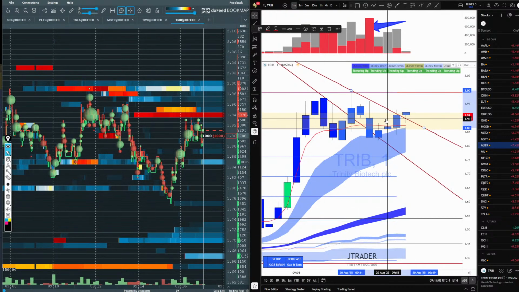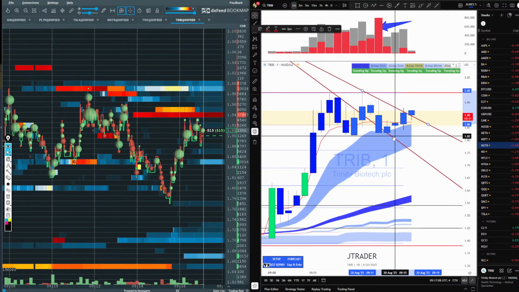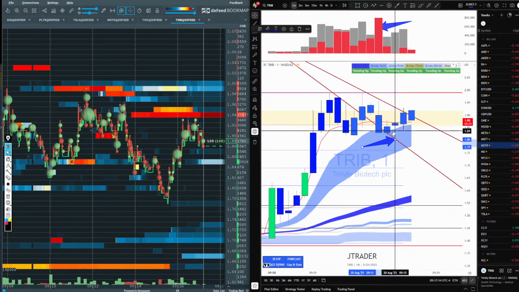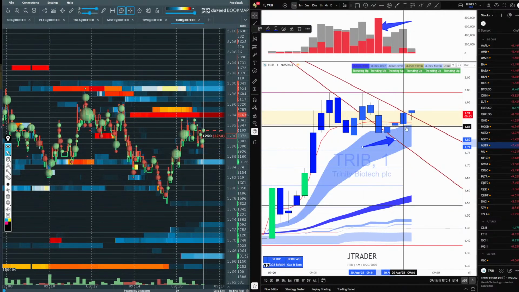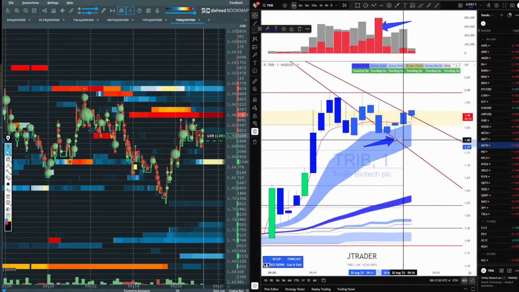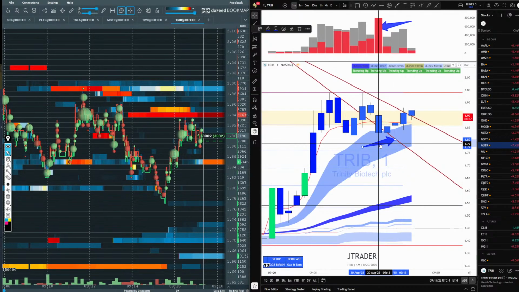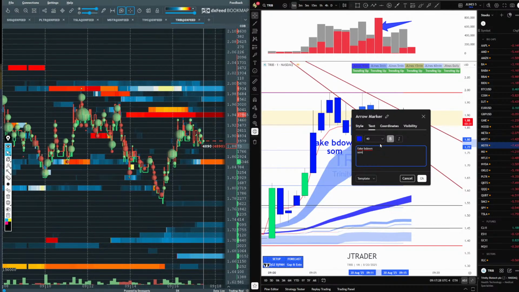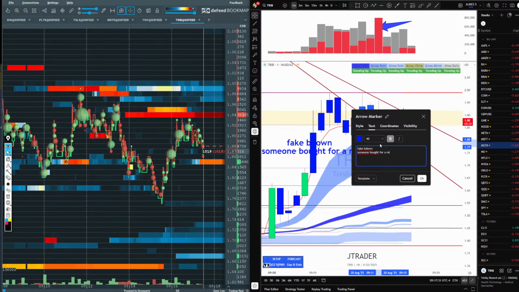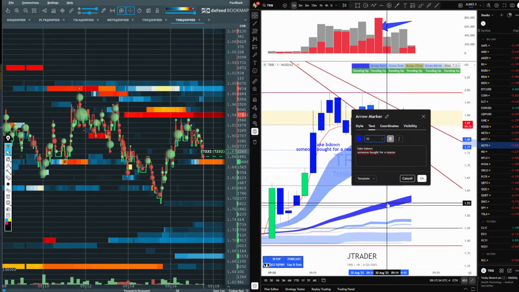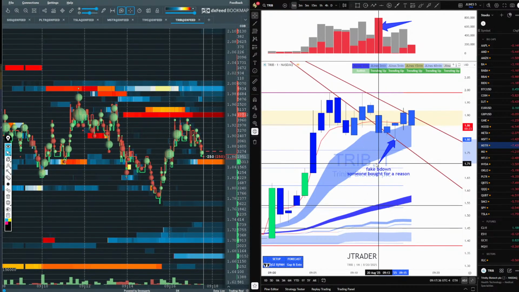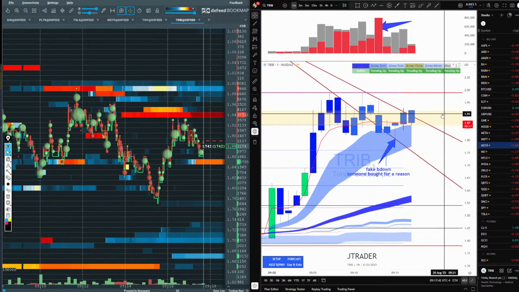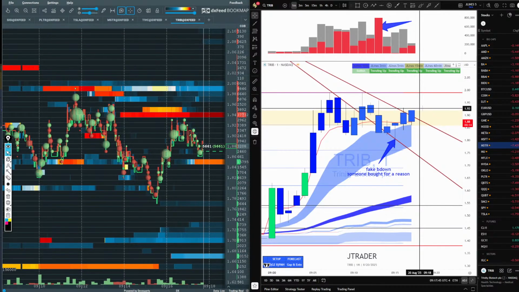No, I'm not getting short over here. This fake breakdown that we had is what tells me I'm not going to short over here, because somebody bought for a reason. Okay, this over here, somebody bought for a reason. We are in the golden zone over here, actually trading between 185 and 195.